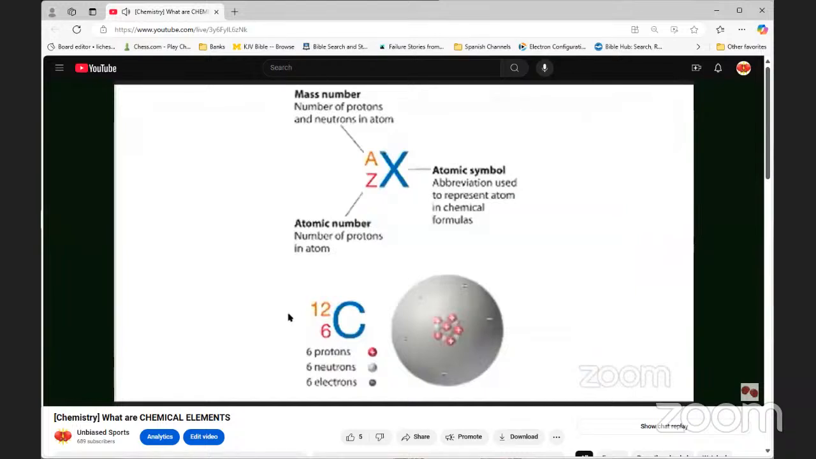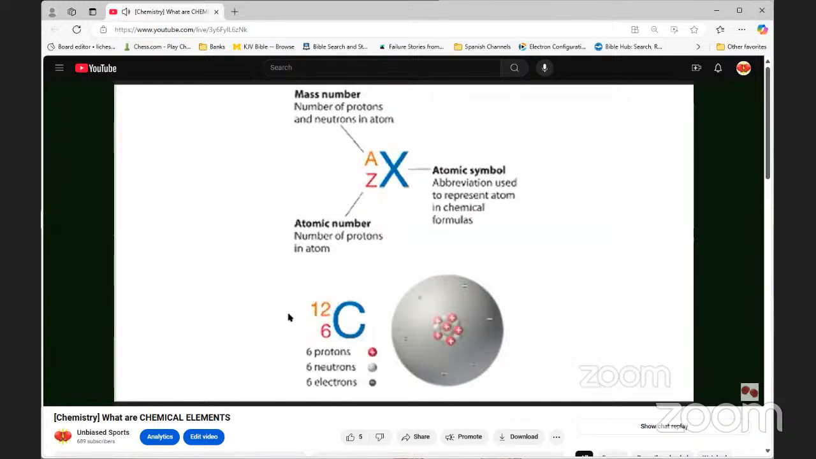Okay, so the term element is used for atoms with a given number of protons, I already explained that, as well as for a pure chemical substance consisting of a single element, e.g. hydrogen gas. So we're looking at the mass number. The mass number is the number of protons and neutrons in an atom. You combine both of them, and that represents A.